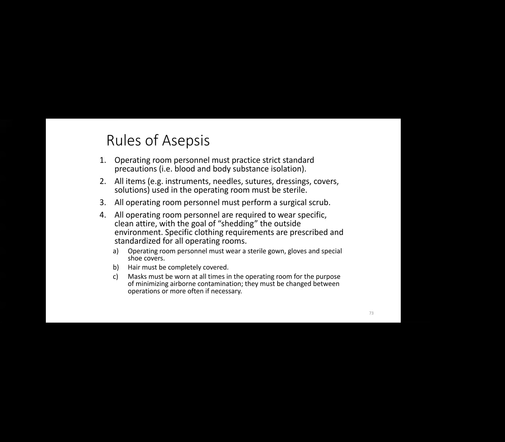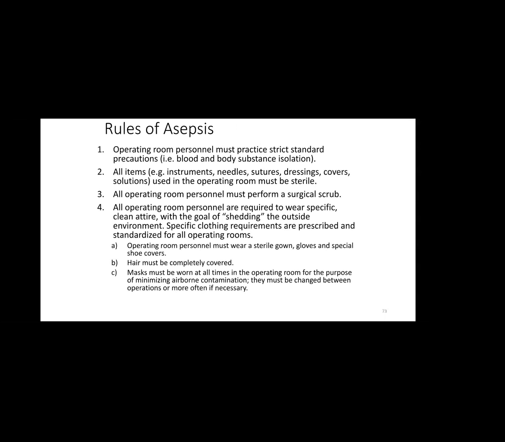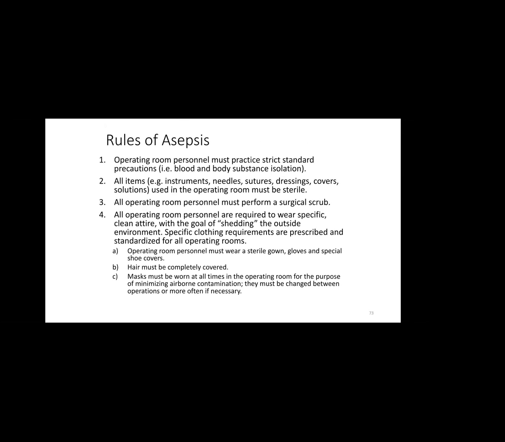Next up, all operating room personnel must perform a surgical scrub. So always make sure you're not in your normal clothing, but you scrub up. There are certain materials which we call a surgical scrub, which you need to scrub up with in order to be regarded as sterile. Then all operating room personnel are required to wear specific clean attire with the goal of shielding the outside environment from the inside one. Specific clothing requirements are prescribed and standardized for all operating rooms.